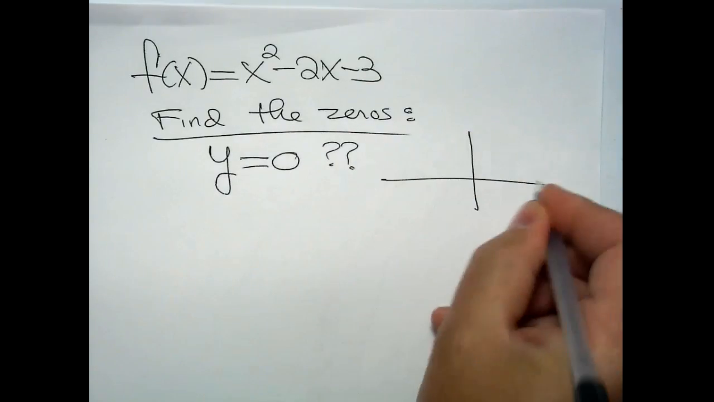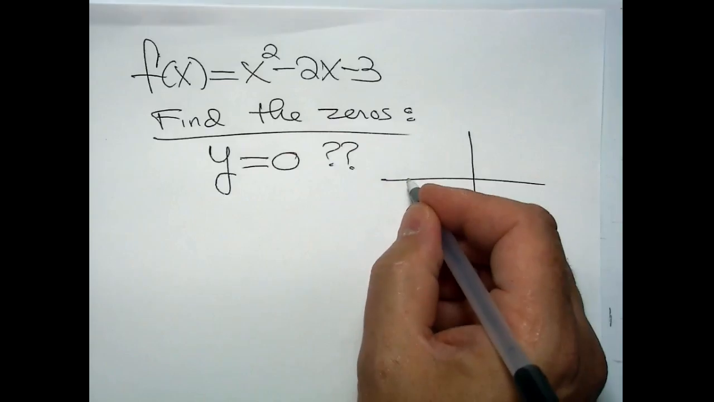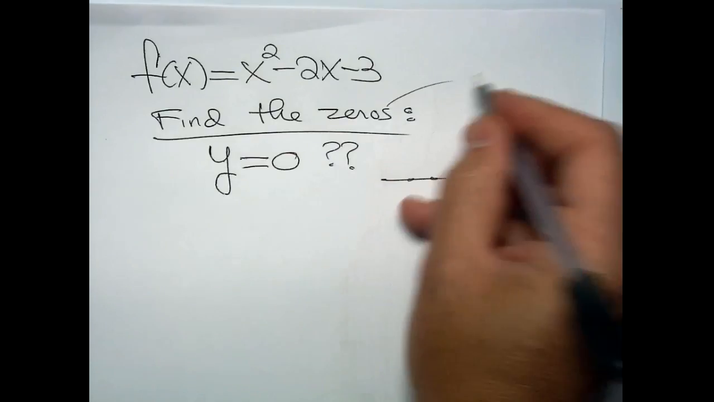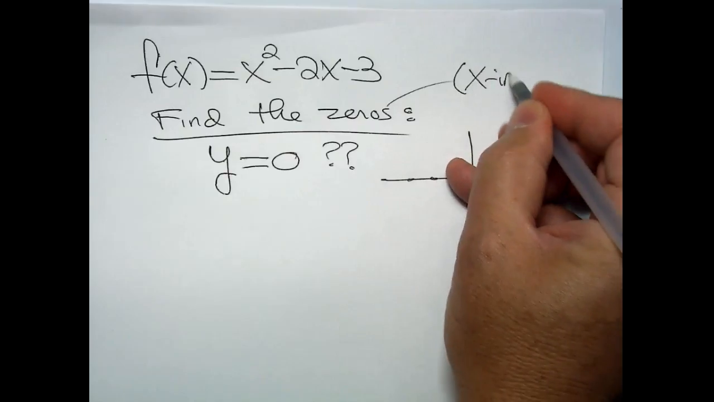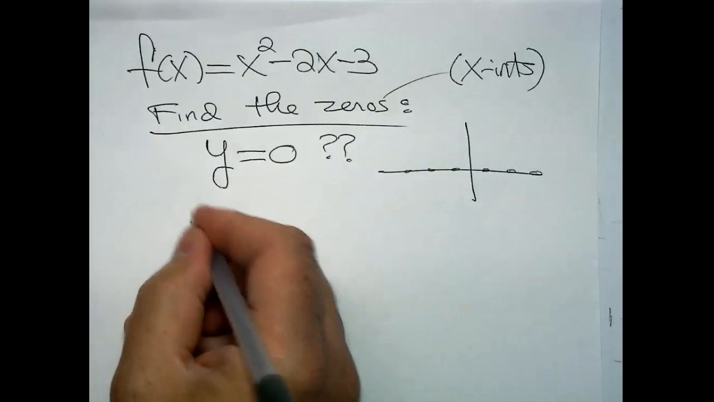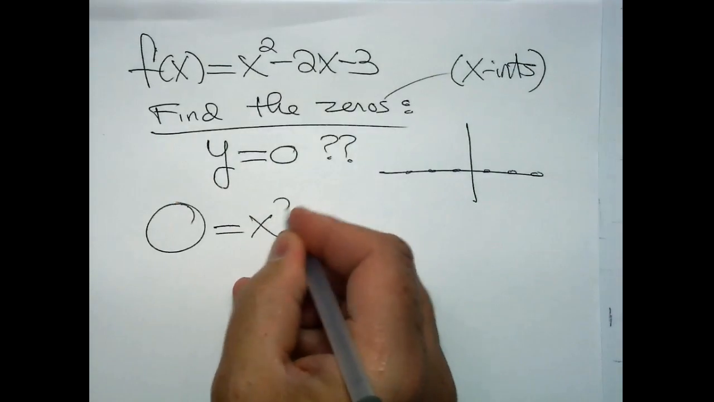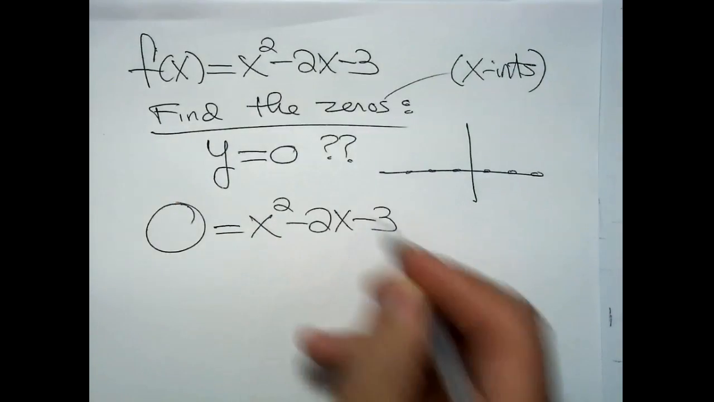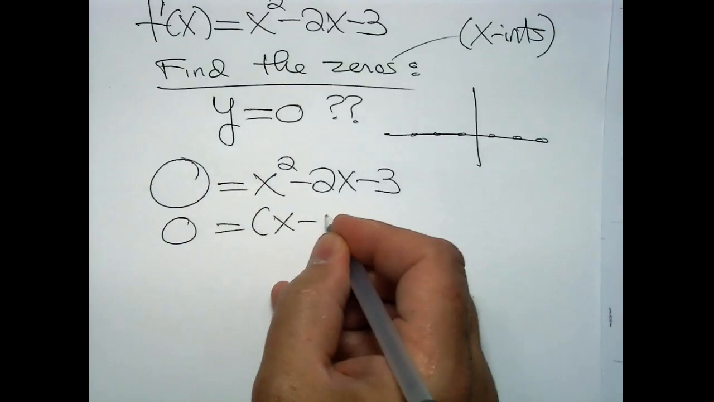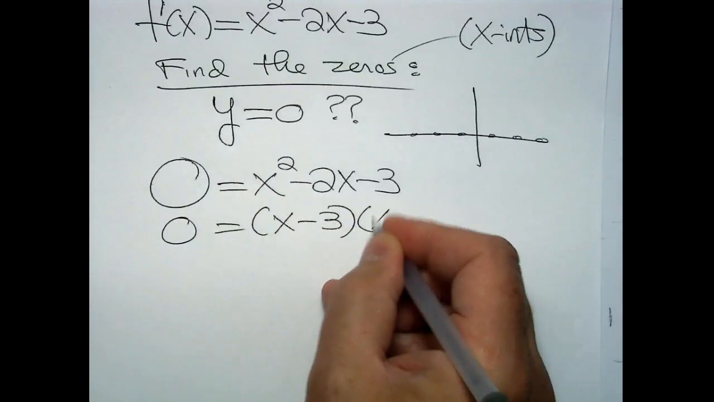Now, if you look at a graph, where is y equal to 0? Down here. So finding the zeros is synonymous with finding the x-intercepts. It's the same thing. So let's set y equal to 0. Now we actually have some work to do in terms of solving an equation. It's a quadratic equation. Luckily, that's factorable.